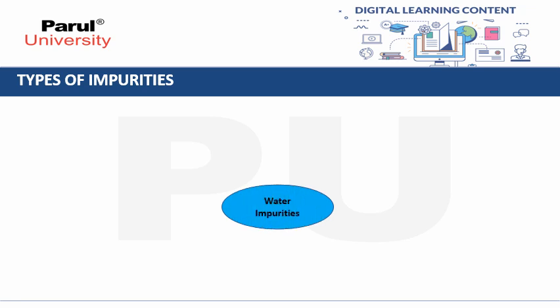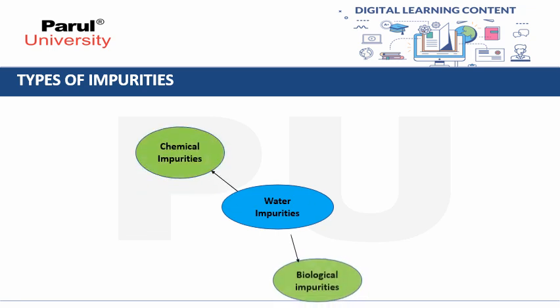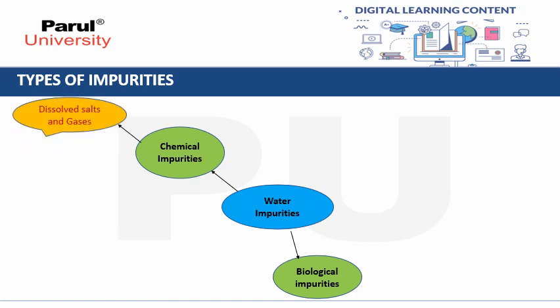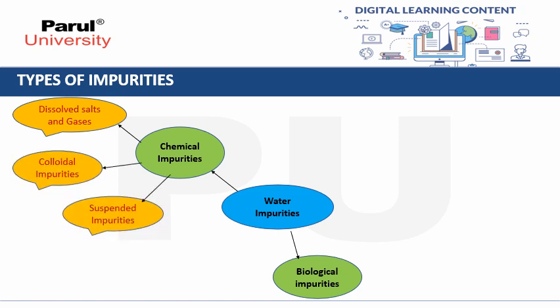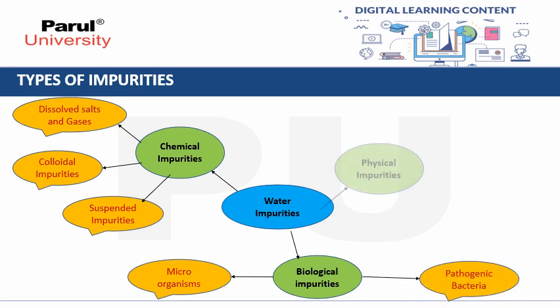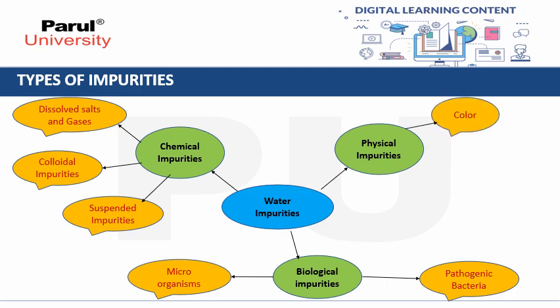Types of impurities. The different types of impurities present in water are mainly chemical impurities and biological impurities. Chemical impurities are in the form of dissolved salts and gases, colloidal impurities, and suspended impurities. The biological impurities are in the form of microorganisms and pathogenic bacteria. The other type of water impurity is physical impurities. Physical impurities include the change in color, turbidity, change in taste and odor.